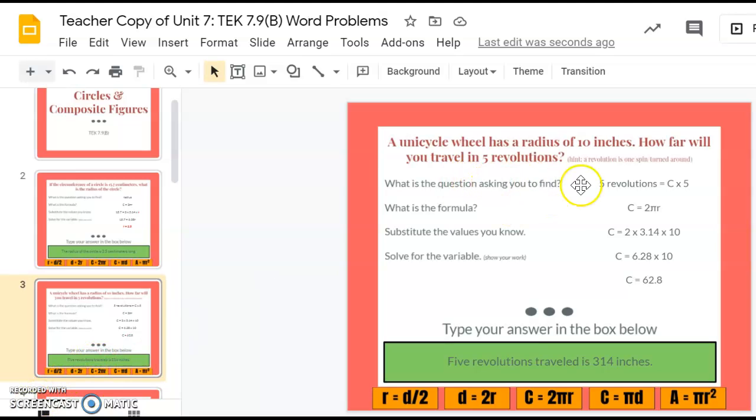So make sure you have what is the question asking you to find. 5 revolutions, circumference times 5. What's the formula? There's no special formula for this. It's the same formula that we use to find circumference. If we have a radius, we substitute the values that we know. We solve for the variable. We weren't done yet because down here we needed to make sure that we multiplied our circumference times 5. And then we were able to write our sentence. 5 revolutions traveled is 314 inches. So make sure you have all of that before you move on.